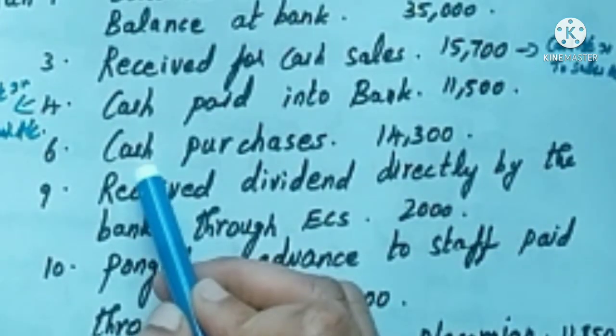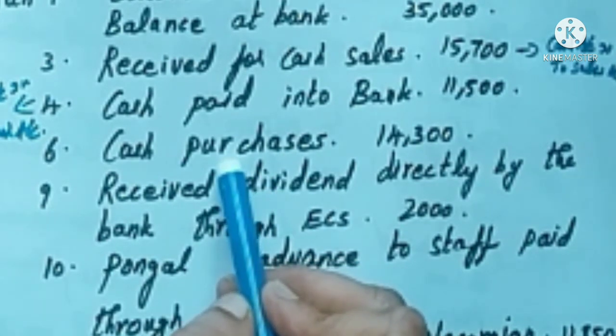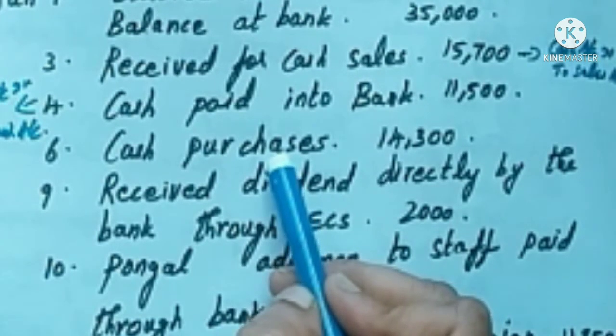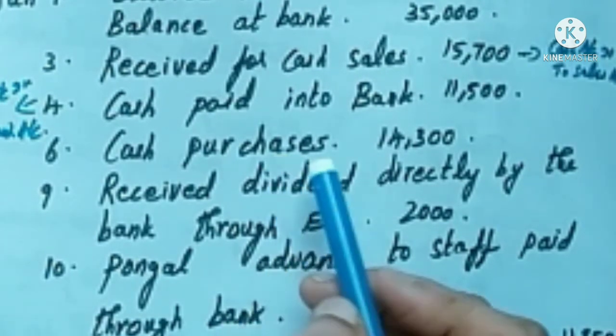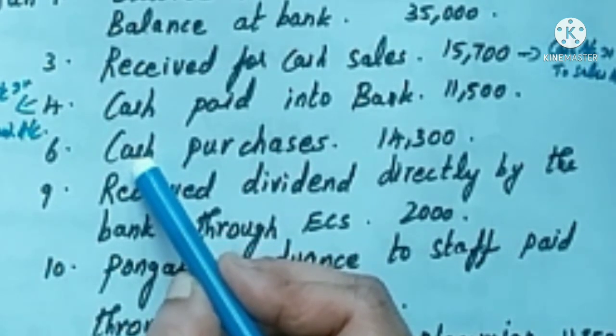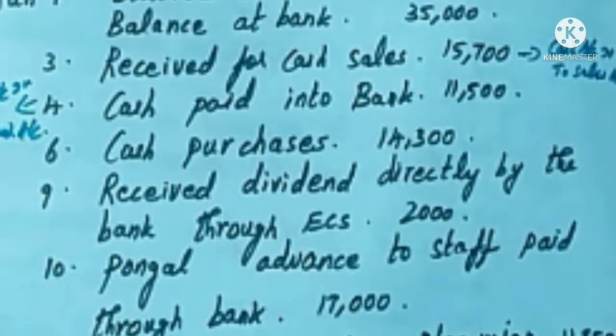The next one is cash purchases. So what happens when we purchase? When purchases are made, the entry is purchase account debit to cash account. Okay, so cash is credited. So I am going to write it on the credit side by purchases 14,300.